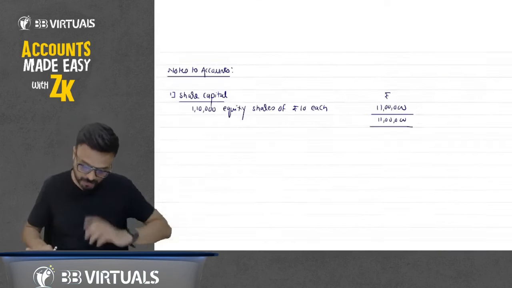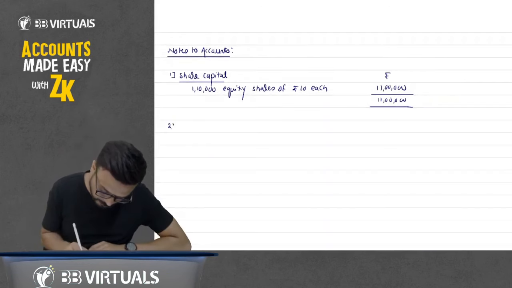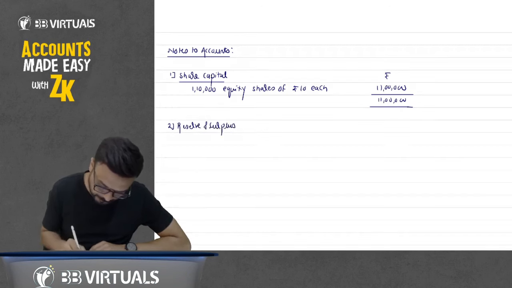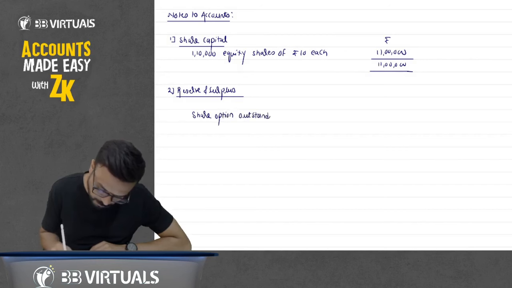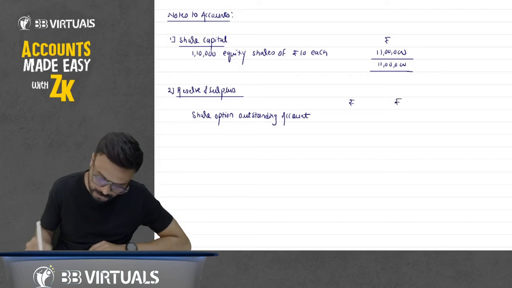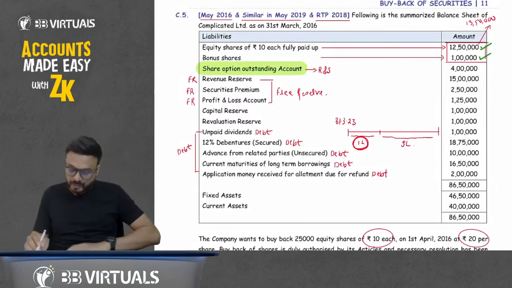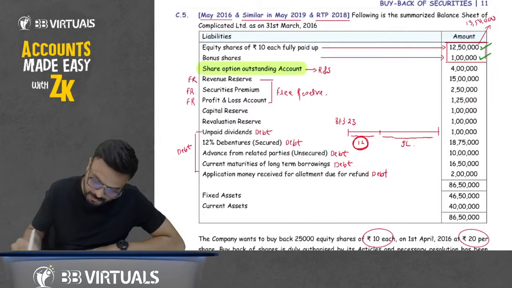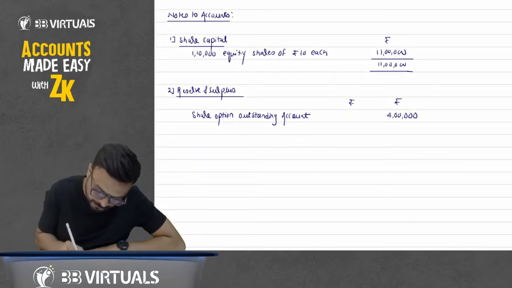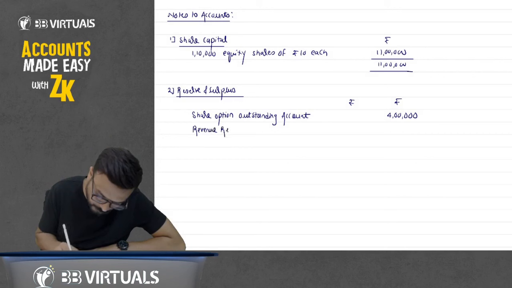Okay, now after this, second item is share option outstanding account, that is a part of reserve and surplus. So make working note, notes to account number 2, reserve and surplus. Share option outstanding account is 4,00,000. Okay. Now second is what? Revenue reserve. Revenue reserve is how much? 15,00,000. Write down in inner column, 15,00,000.